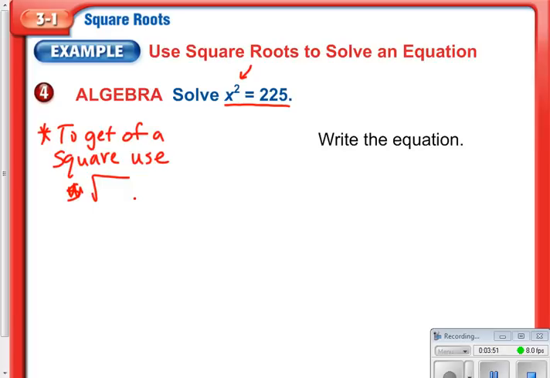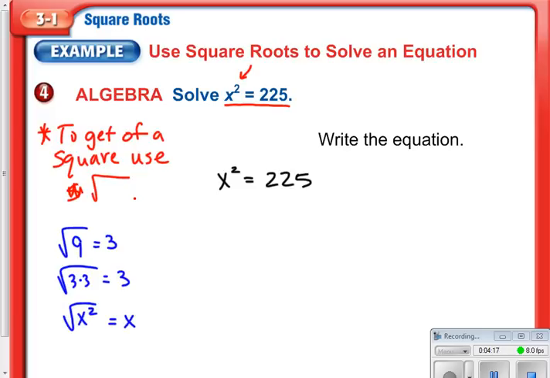So when you rewrite your problem here, we have x squared equals 225. X is not alone, so in order to get rid of a square, you need to use the square root. An example here, just to show you that this works, we all know that the square root of 9 is 3. Well, the square root of 9 is basically saying 3 times 3, which gives us 3. So with the x there, the square root of x squared equals x, because x squared is really saying x times x, which gives you x. So if you correlate these here, those would line up, and these right here would line up. So in order to get rid of the square, we do square root.